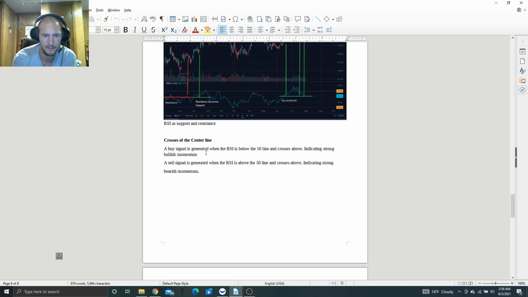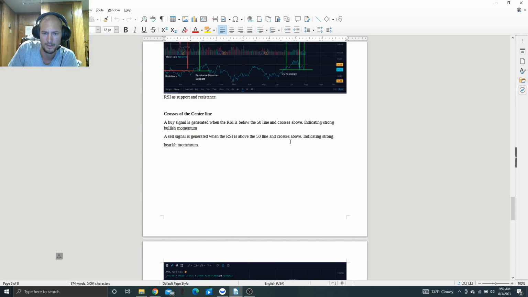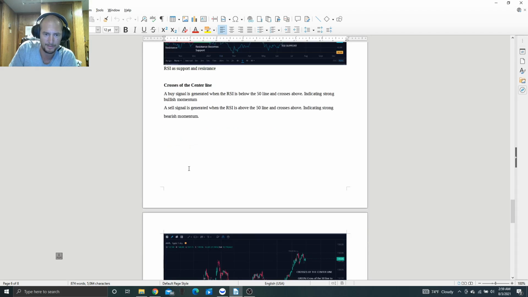Crosses of the center line. A buy signal is generated when the RSI is below the 50 line and crosses back above it, indicating strong bullish momentum, and a sell signal is generated when the RSI is above the 50 line and crosses below, indicating strong bearish momentum.